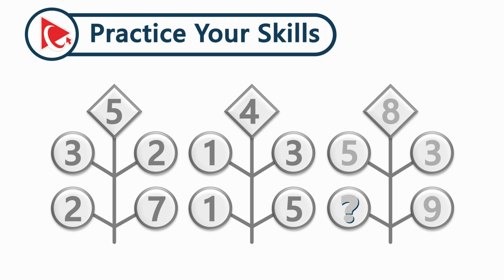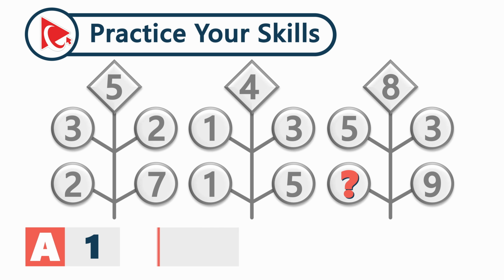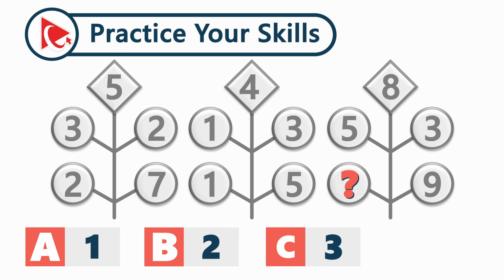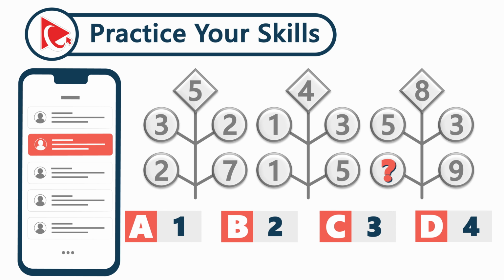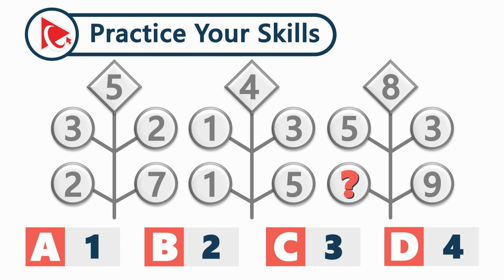And then the third shape has numbers 9, 3, 8, 5, and then comes the missing number, which you need to calculate and select out of 4 possible choices. Choice A, 1, choice B, 2, choice C, 3, and choice D, 4. After you've done calculating your answer, post it in comments and I'll provide you with my feedback. Best of luck with this exciting challenge.